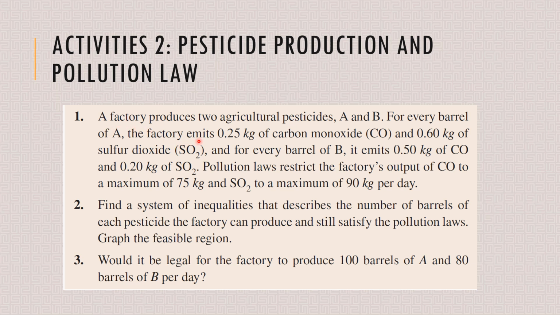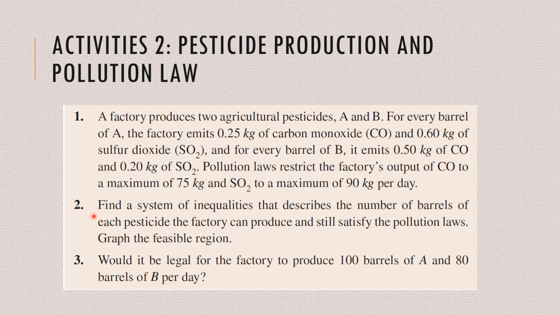A factory produces two agricultural pesticides, A and B. For every barrel of A, the factory emits 0.25 kg of carbon monoxide and 0.60 kg of sulfur dioxide. And for every barrel of B, it emits 0.50 kg of CO and 0.20 kg of SO2. The pollution law restricts the factory's output of CO to a maximum of 75 and SO2 to a maximum of 90. Those are the restrictions.